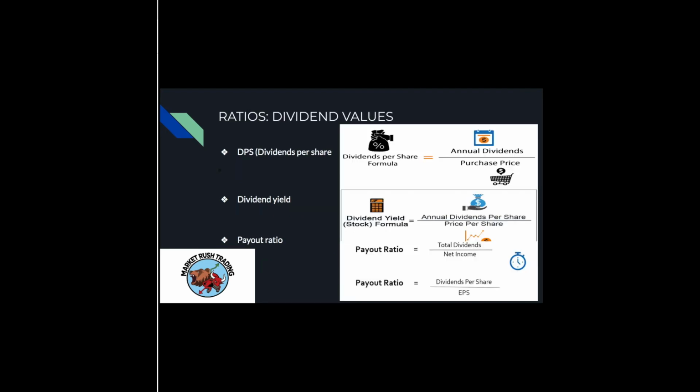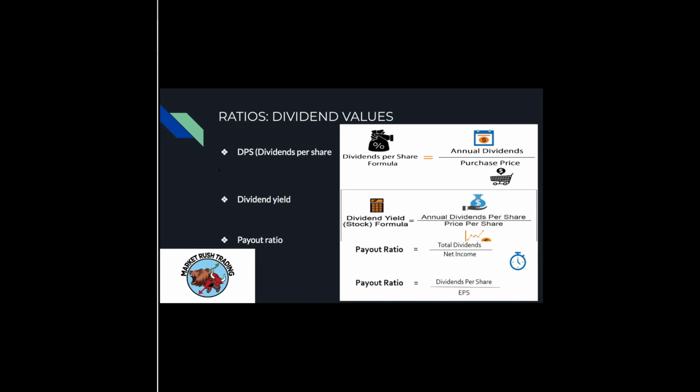Now, these are the ratios that we need to really understand and pay attention to because they really matter. So the formula for dividends per share would be what we just did: annual dividends divided by the purchase price. Dividend yield refers to the ratio between dividends per share and the market price of its shares, and it is expressed in terms of percentage. That is annual dividends per share divided by the price per share.